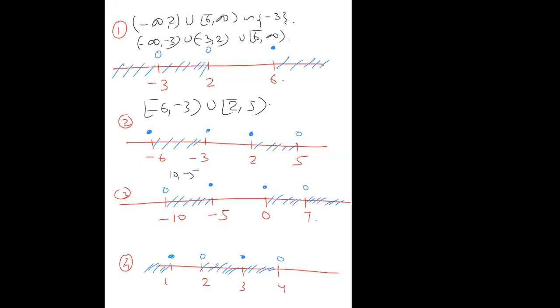Minus 10 to minus 5, union 0 to 7. Minus infinity to 1, union 2 to 4. Sorry, 2 to 4. 3 is included here, so it is not required to hide that. 1, 2, 3, 4. How many of you got this? All 4? Wow.